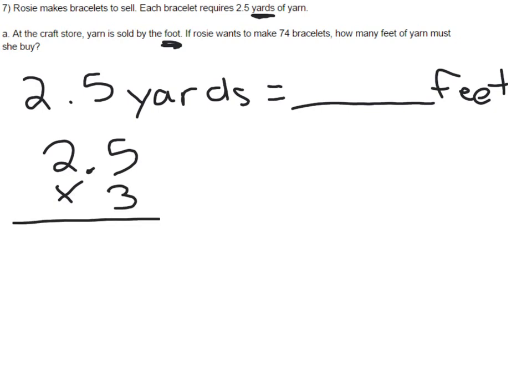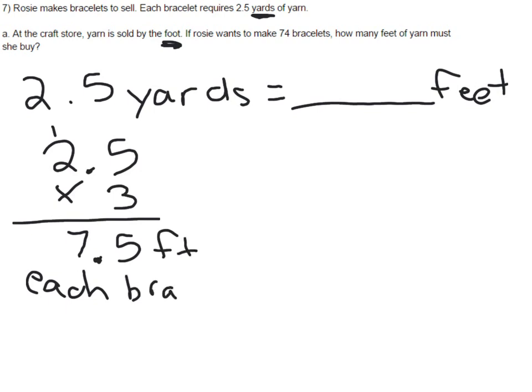So let's multiply 2 5/10 times 3. So 3 times 5 is 15. Carry my 1. 3 times 2 is 6 plus 1 is 7. So I also have to remember that I have a decimal in this problem, 2 and 5/10. So I'm going to bring down my decimal and say that there's 1 digit behind to represent. However, 7 and 5/10 is not my answer because that's saying how much each bracelet will make. And this is in feet. So each bracelet takes 7 and 5/10 feet. So they said, if Rosie wants to make 74 bracelets, how many feet should she buy?